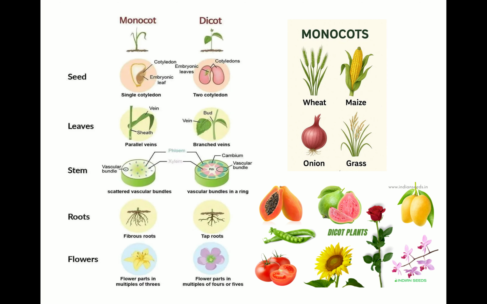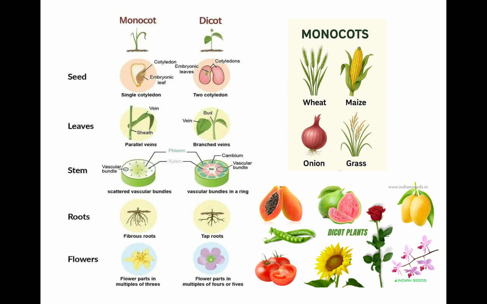Let's see the differences between monocotyledons and dicotyledons. Okay, so monocots have a single cotyledon, whereas dicots have two cotyledons. Leaves have parallel veins. You can see these straight lines, they are called parallel lines, whereas here you can see the branched veins. One line is again branched into another line, so that is why you can see that kind of thing in dicots. Whereas in the case of stem, scattered vascular bundles are present in monocots. It means that vascular bundles are not arranged in a specific shape or manner, they are just scattered.